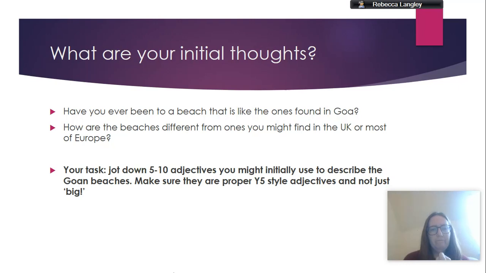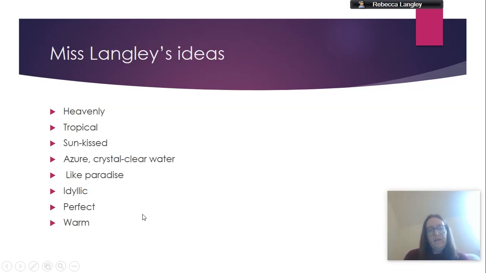So jot down 5 to 10 adjectives you might initially use to describe these Goan beaches. Make sure they're proper year 5 style adjectives and not just big or sandy. So just pause here, jot those down, and then we'll move on. So these were my ideas. I thought they looked quite heavenly. They were tropical, sun-kissed. There was azure, which means really bright blue, crystal clear water, like paradise, idyllic, perfect, warm. You're going to have lots of different ones, but those are just your initial ideas.